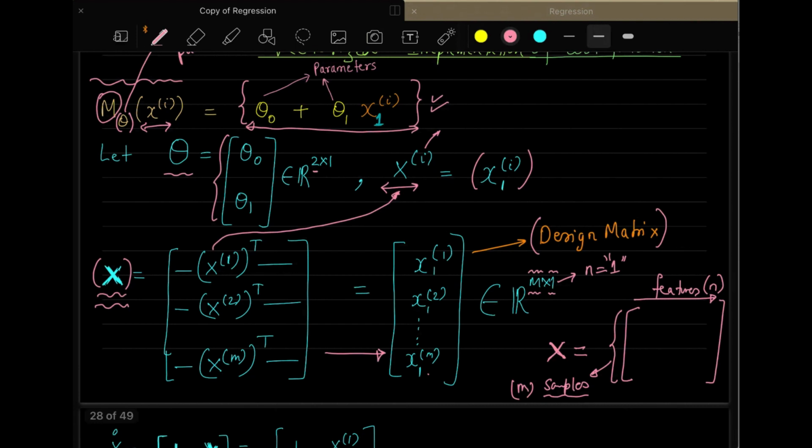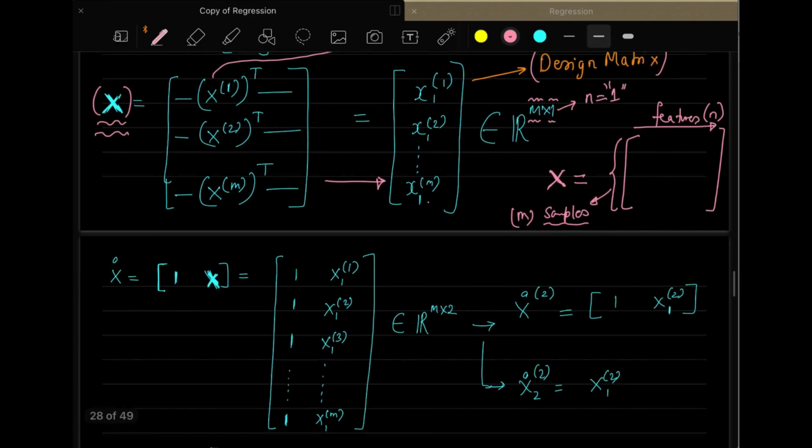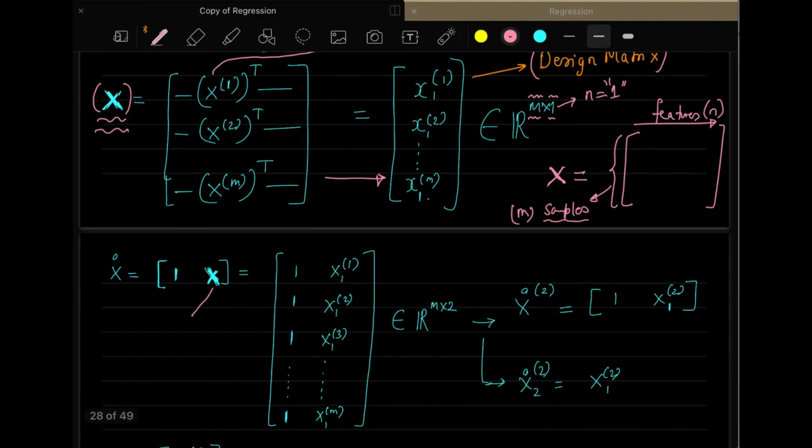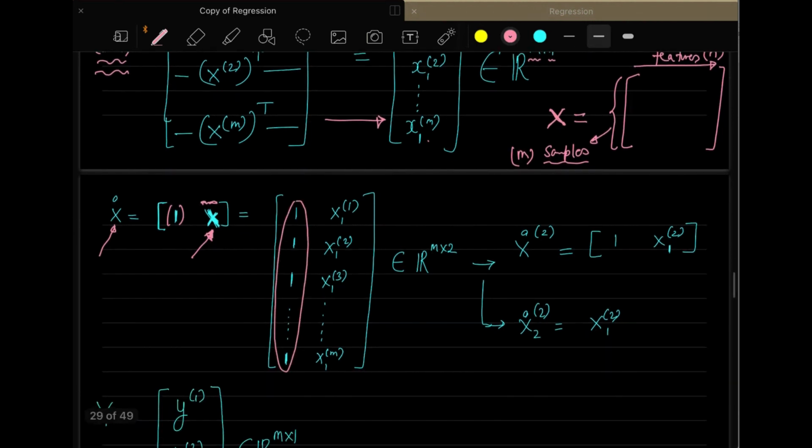Now the second step is to append 1 to this bold X. We append 1 to the bold X that we have now. This we are calling X, and on the top of it I am putting a small circle. This is basically an appended matrix having ones in all the rows. If you do this, then you will get this matrix. The dimension of this matrix is m cross 2 because now the columns are 2. It's as simple as that.